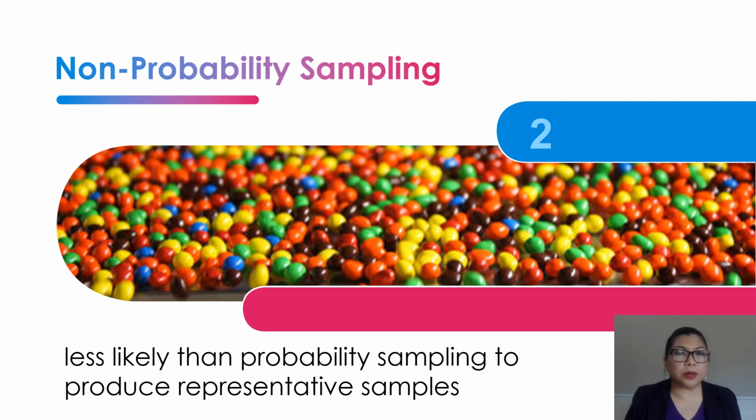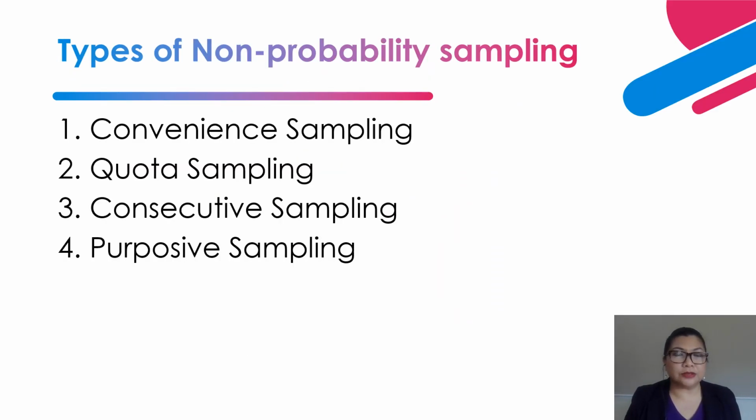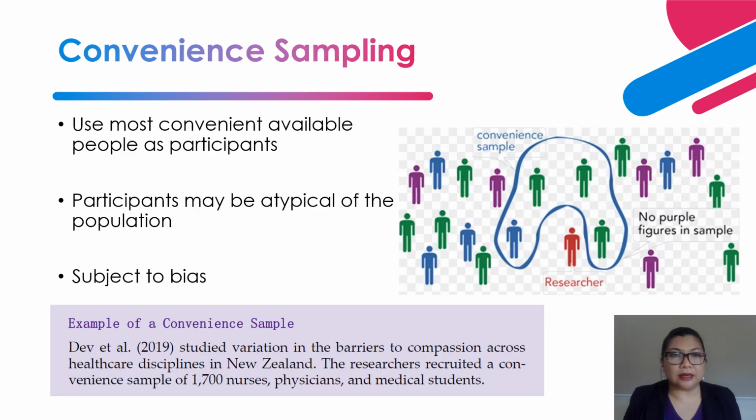So now we'll talk about non-probability sampling. These sampling designs are less likely, compared to probability sampling, to produce representative samples. These are the types of non-probability sampling: convenience sampling, quota sampling, consecutive sampling, and also purposive sampling. Let's look into each of these non-probability sampling designs.